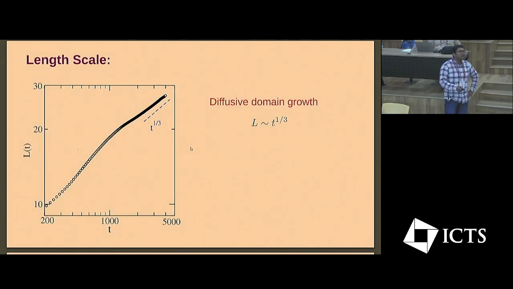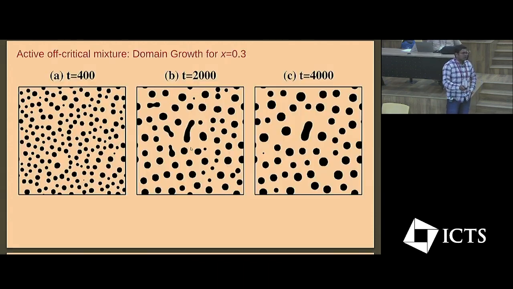Next we calculate the length scale, which is defined as the distance at which the correlation function falls from its maximum value 1 at r equal to 0. This is what we found: L(t) goes as t to the power 1/3. This is similar to diffusive growth, although the effective diffusion coefficient depends on density.